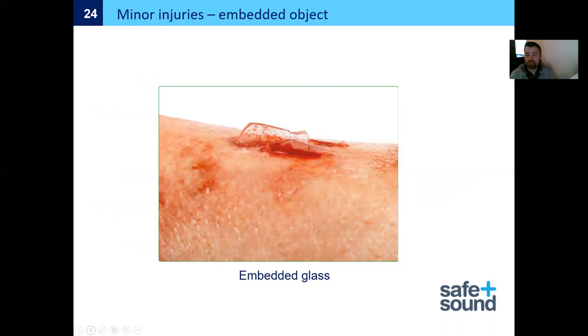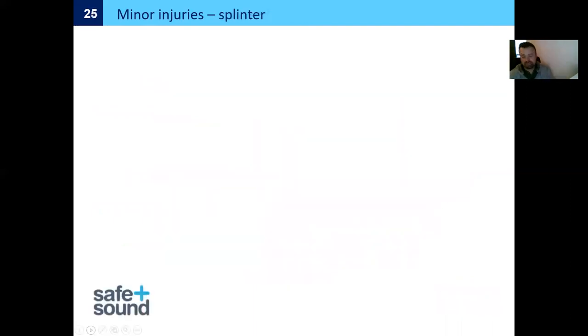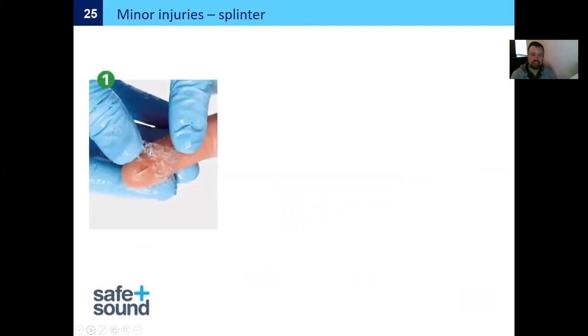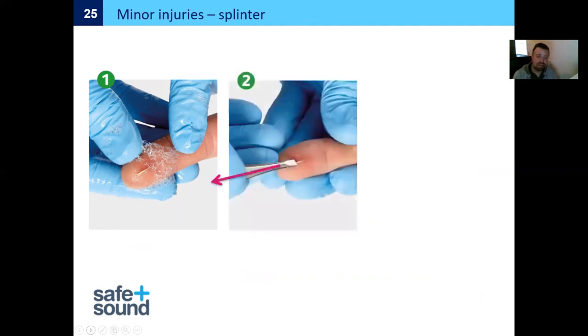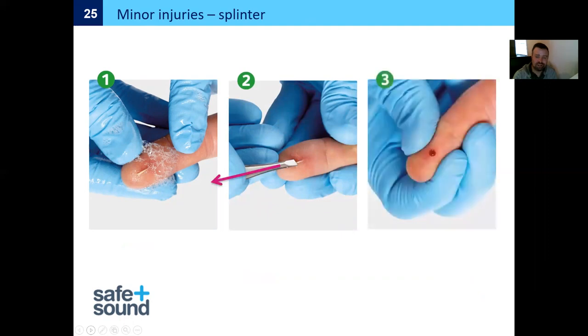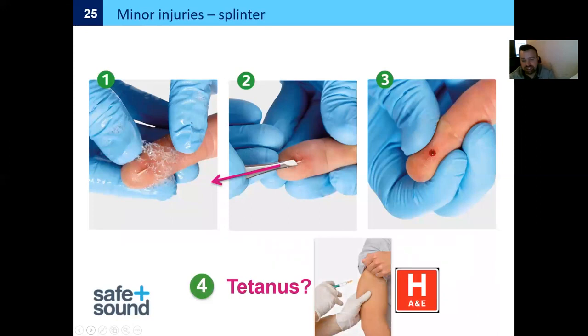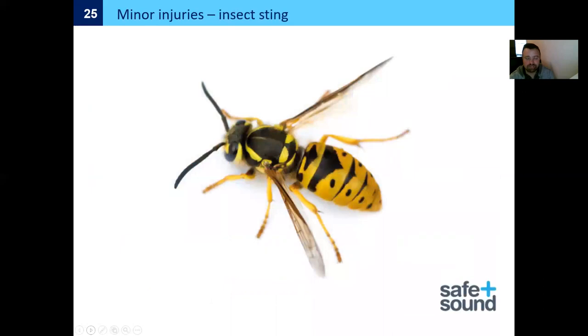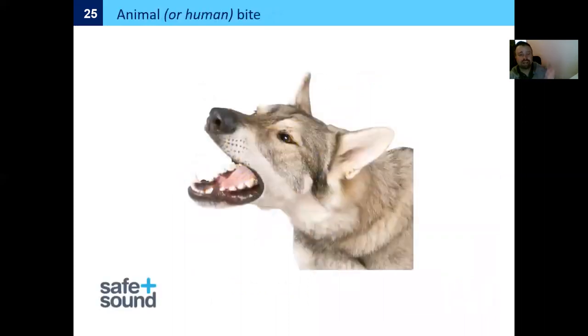Embedded objects or foreign objects, we're going to leave where they are. We don't touch those. We pack up and around, and again, indirect pressure. So things that you can treat are minor splinters. So again, we can run those underwater, encourage them to come out, pull in the direction that you want them to come out, squeeze to remove any excess, and then obviously think about tetanus and getting any further medical things. Insect bites, so insect stings, again, thinking about anaphylaxis, or animal bites.